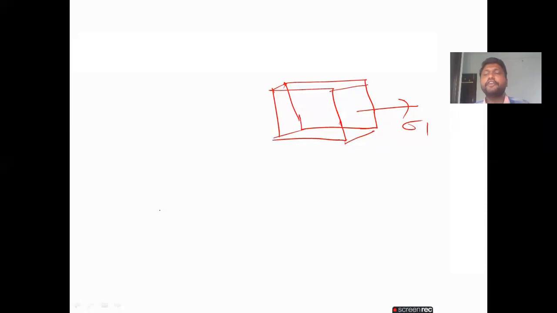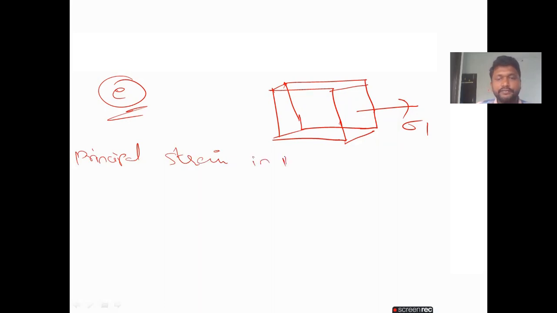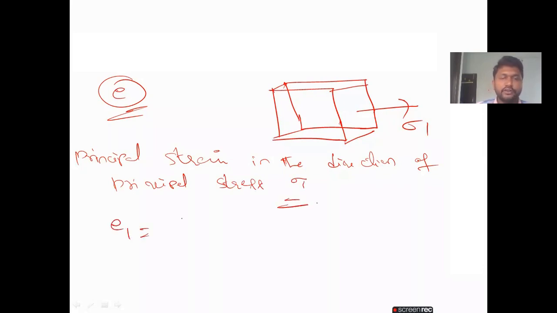But especially if you take the strain, we denote it with E. Everyone knows this one, strain is change in length by original length. In the same way, the maximum principal strain, what happens? When you consider the principal strain, I'm writing here the principal strain in the direction of principal stress sigma 1. So what happens? E1 equal to, there is a formula I think you already know, that is sigma 1 by E minus mu into sigma 2 by E minus sigma 3 by E.